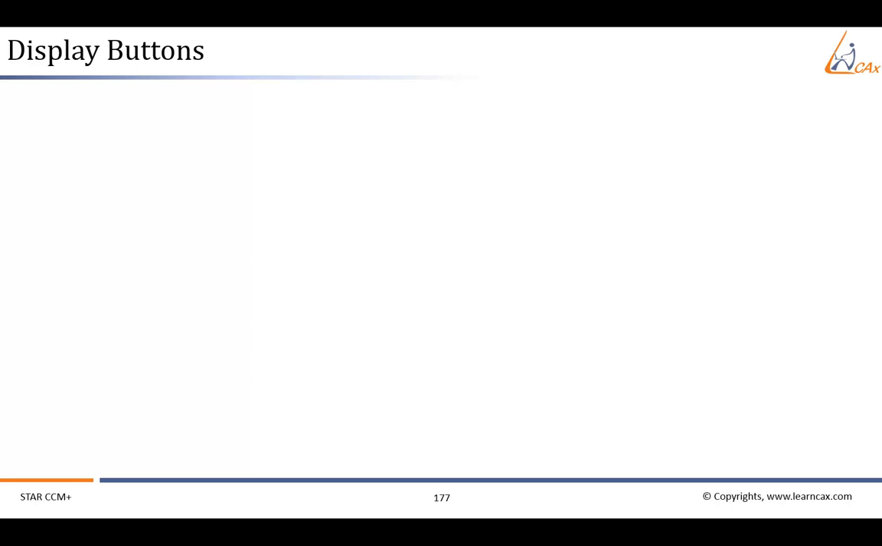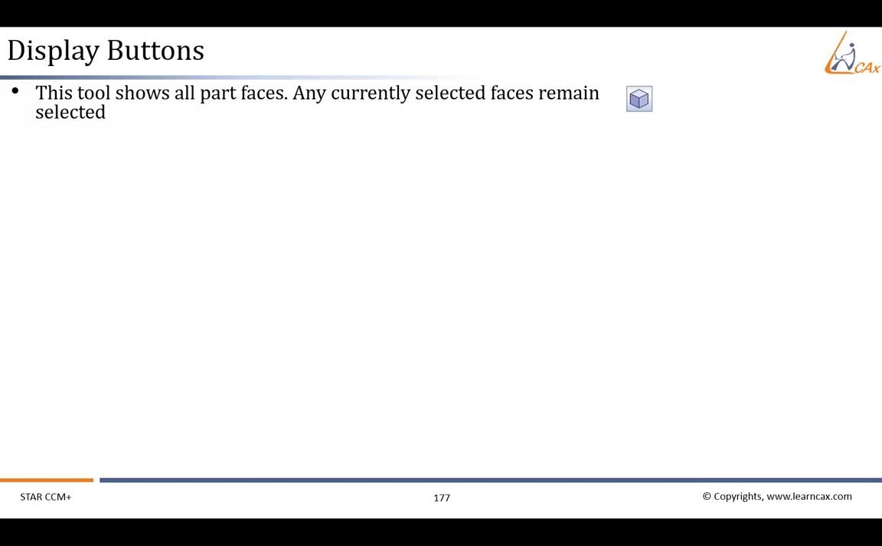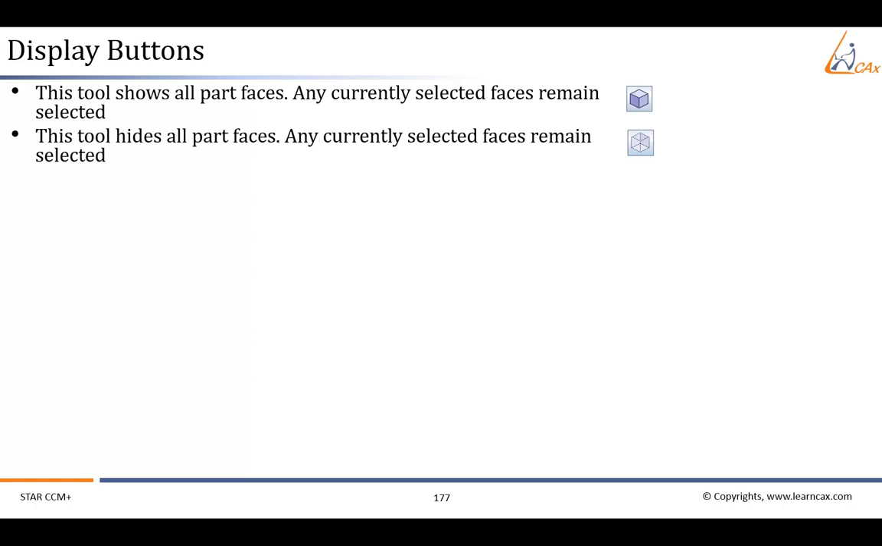Let us quickly list down various display buttons. Each has its own function. We will show the icon of each with its operation. This tool shows all part faces. Any currently selected faces remain selected. This tool hides all part faces. Any currently selected faces remain selected.